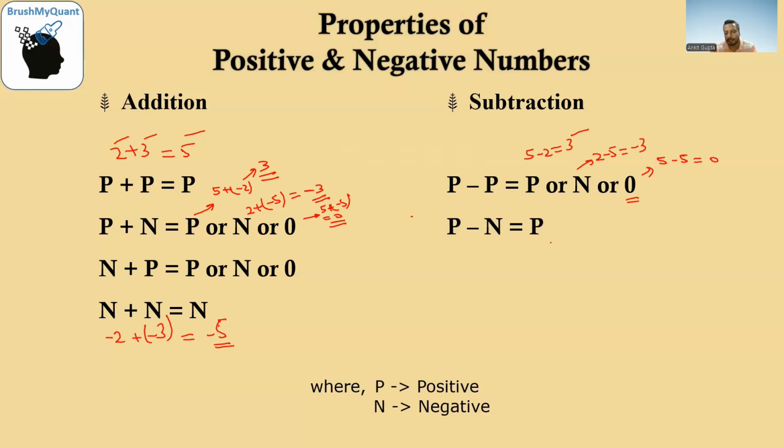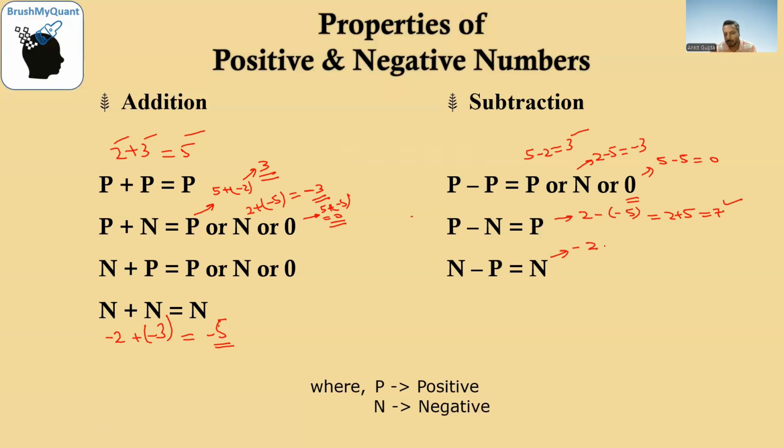Positive minus negative number is always a positive number because negative of negative will become positive. Let's take an example. So 2 minus -5, this will become 2 plus 5, which is equal to 7, which is a positive number. Negative minus positive will become a negative number. Let's take an example.